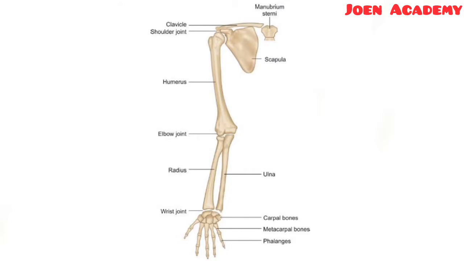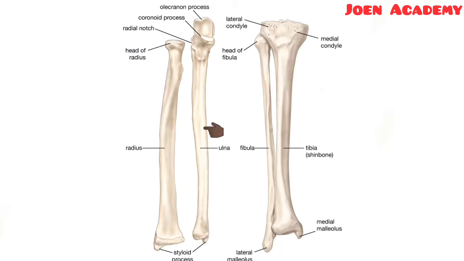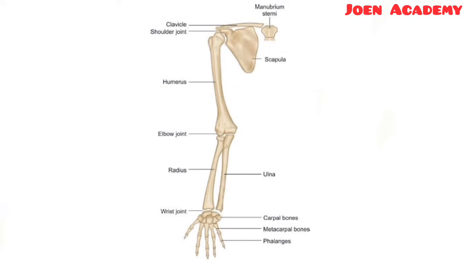Both joints have been discussed before. Do check them out. The bones of the forearm consist of the ulna, which lies medially, and the radius, which lies laterally. The radius pivots around the ulna to produce movement at the proximal and distal radio-ulnar joints. The ulna plays a stabilizing role in the forearm.